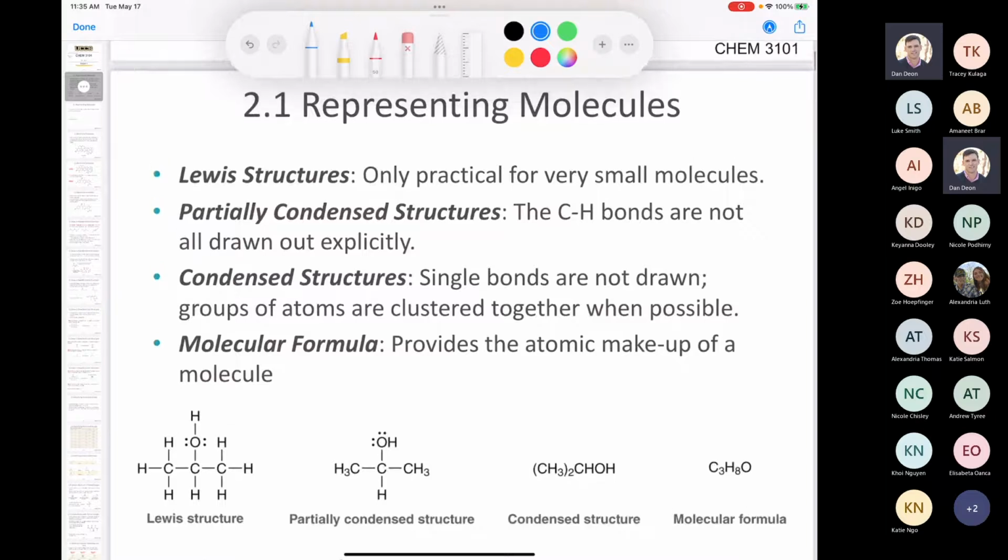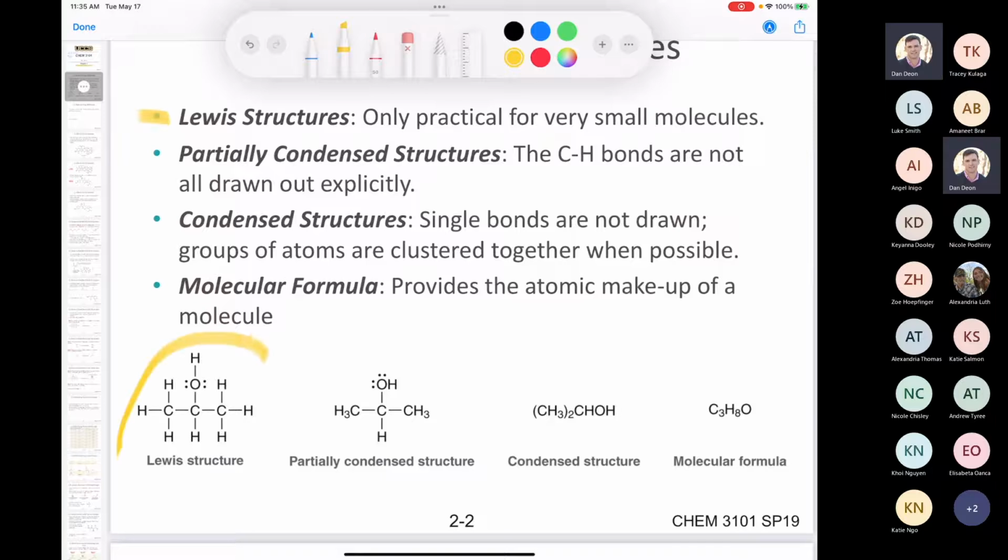Well, how do we represent a molecule? One of the first ways that you would have learned to represent molecules is by making a Lewis structure. Lewis structures were developed by Gilbert Lewis. And the great thing about Lewis structures is we can get a lot of information from them. However, they're really only useful for small molecules. And here we have a Lewis structure shown right here. This is what's called isopropanol. It's also known as rubbing alcohol.